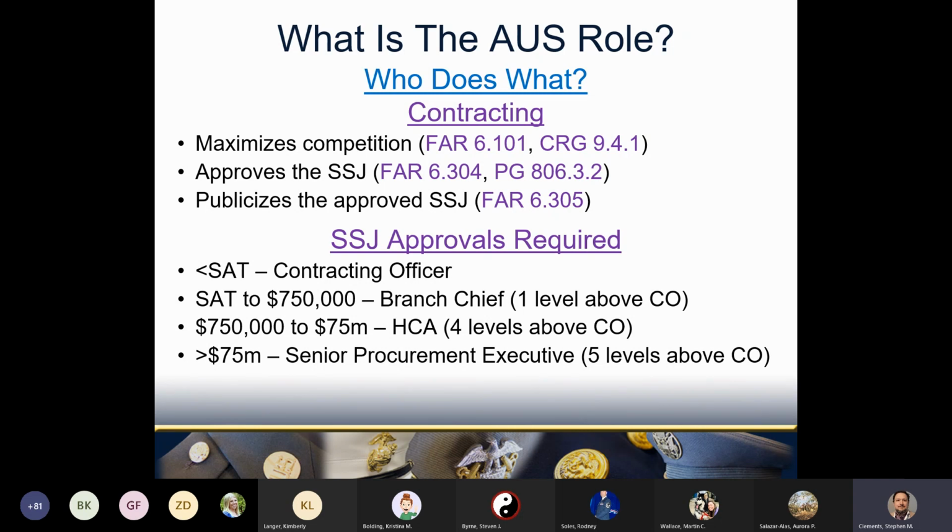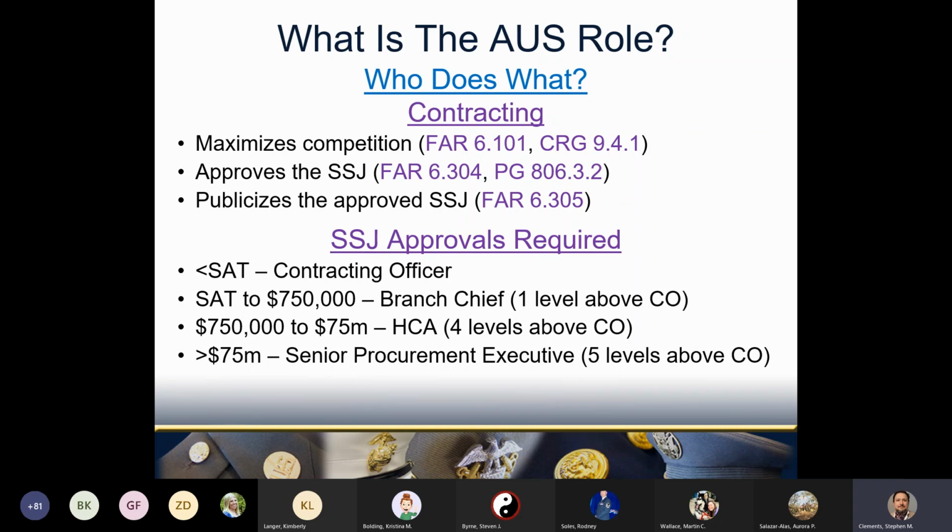Contracting has to approve the SSJ, and they are the ones who have to publicize the justification and defend it to the world. But remember, it's the customer who defines the requirement, and it's contracting who decides how to get it for us. So even if contracting refuses our SSJ, they still have to find a way to meet our requirement. So our COs have important roles to play.